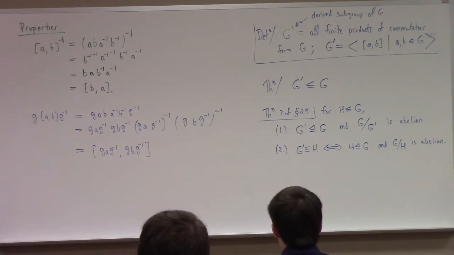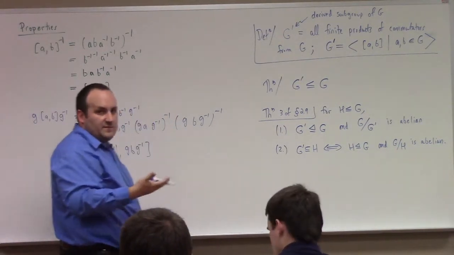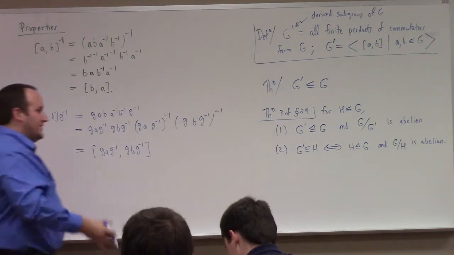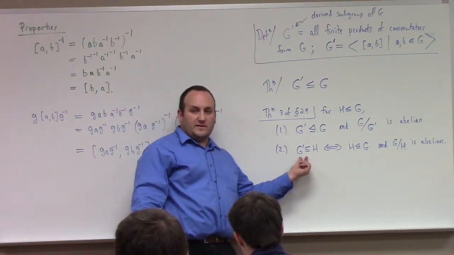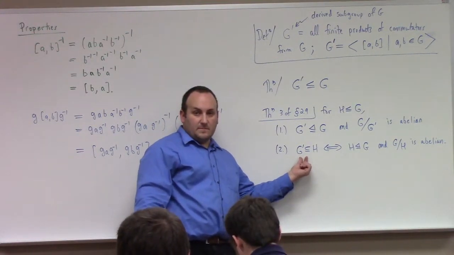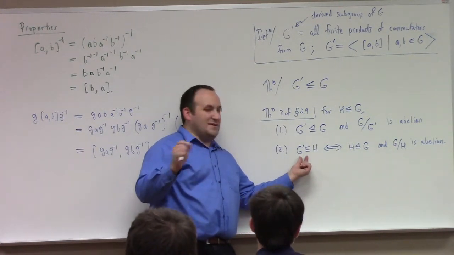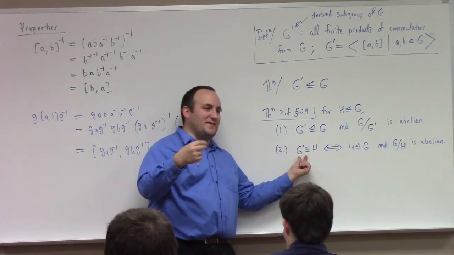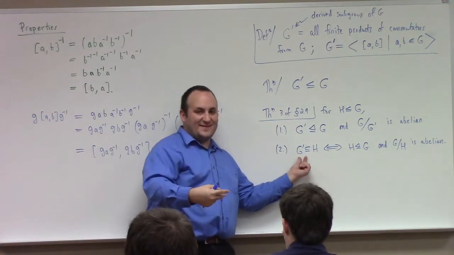So what can we say, intuitively, about G mod the derived subgroup? What's G mod G prime? What is this in terms of factor groups of G? G prime is in some sense the smallest normal subgroup of G where the quotient of G by G prime is abelian. It's the minimal normal subgroup for which the factor group is abelian.